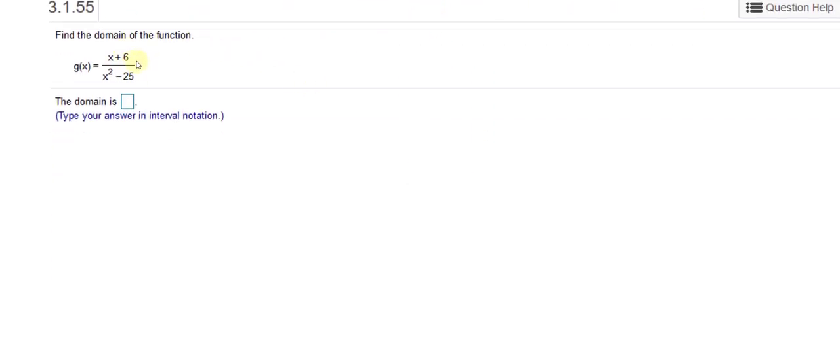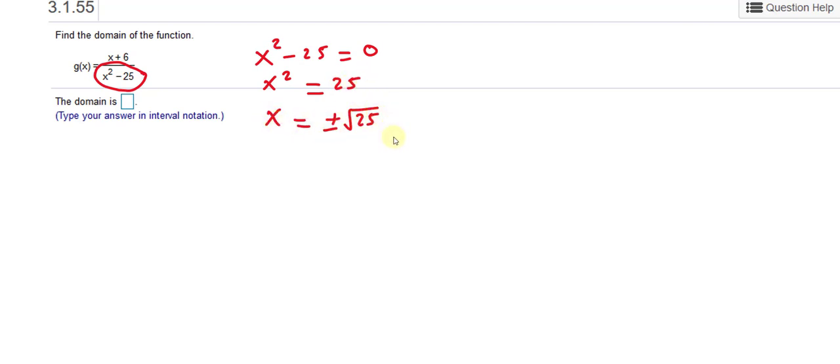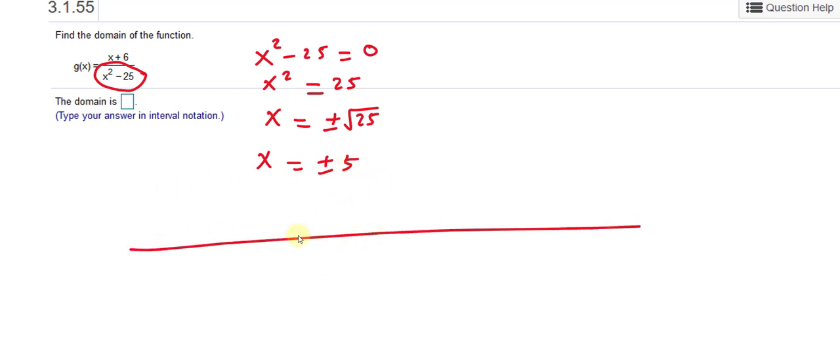Okay, the domain of this function. Again, the domain should be everything that makes the function defined. In this case, the only time the function is not defined is when the denominator is equal to 0. So you have to set that equal to 0. And then I add 25 on both sides. I can solve for x, take the plus or minus square root of 25. x equals plus or minus 5. So the domain should be everything except plus or minus 5. So everything except minus 5 and plus 5.